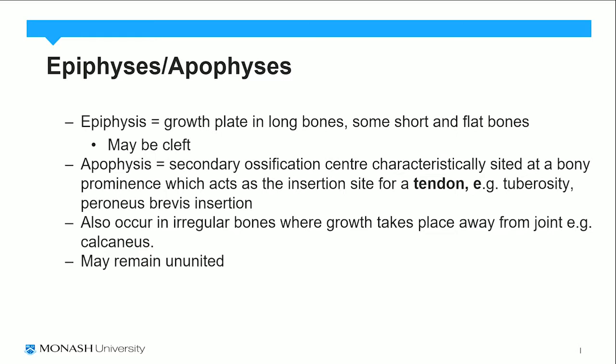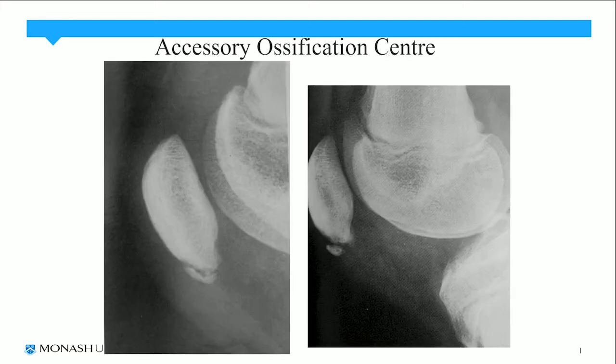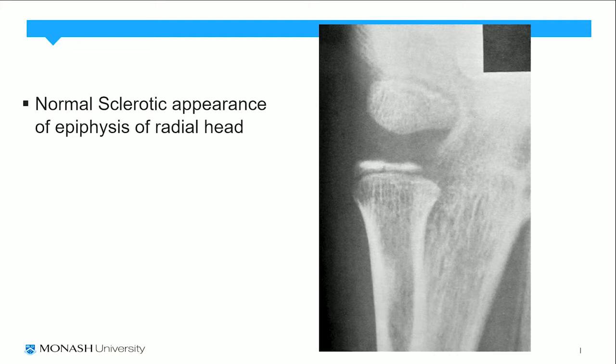Sometimes it can occur in irregular bones where growth takes away from the joint, for example, the calcaneus, and sometimes they may remain ununited. Here we have an accessory radial styloid process ossification center. And here's another accessory ossification center of the patella. On this view, we have a normal sclerotic appearance of the epiphyses of the radial head.